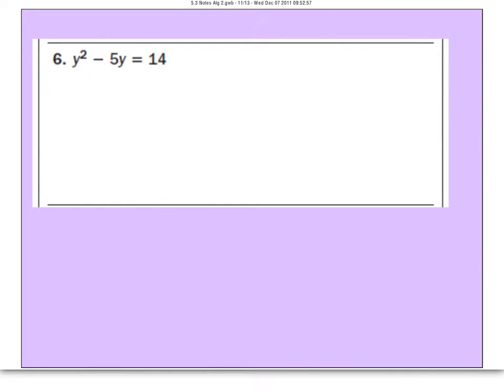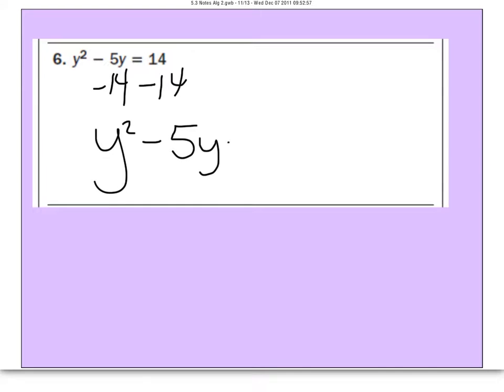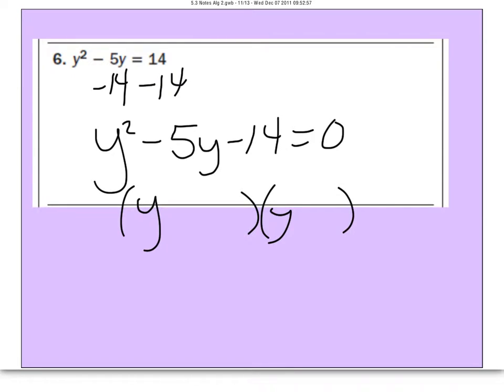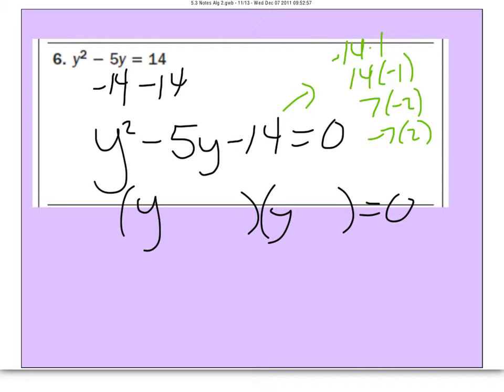Let's do some more practice. All right, this is not quite ready. It's 14. I need to move it over to one side, so minus 14. y squared minus 5y minus 14 equals 0. I need to break this down. This is a new one. Factors of negative 14: negative 14 and 1, 14 and negative 1, 7 and negative 2, or negative 7 and 2. It has to add to negative 5. It's going to be this here. So let's try negative 7 plus 2. Double check. Negative 7y, 2y. It adds there.